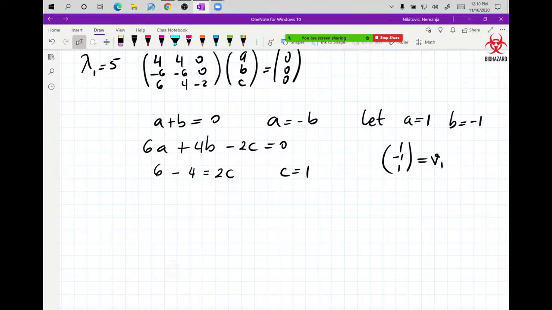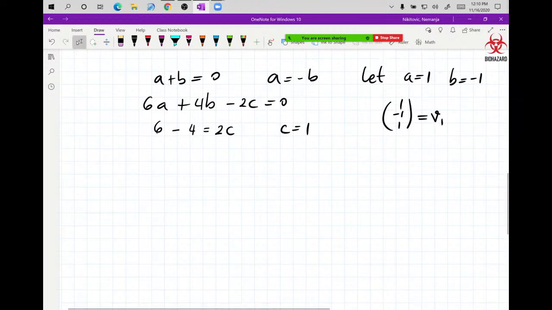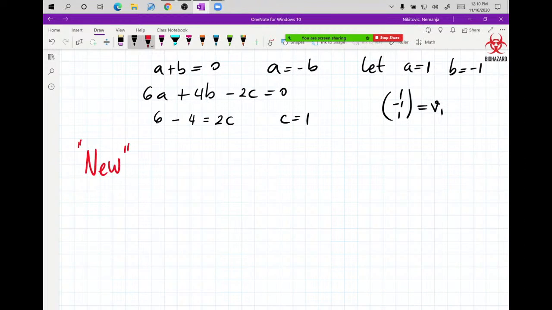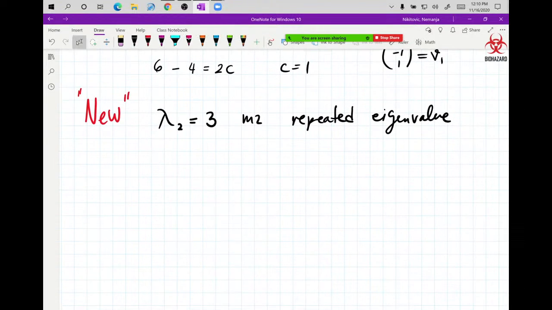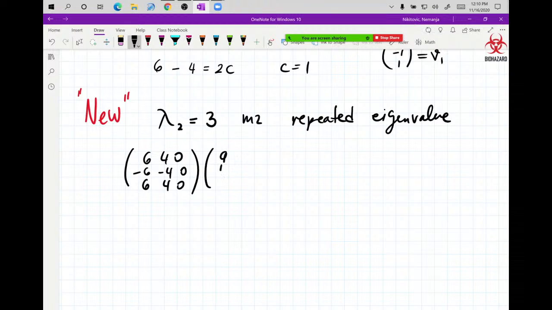Now, what we are learning today, and I'll label this as new, is what happens when your lambda 2 is equal to 3 with multiplicity 2, which means a repeated eigenvalue. For a repeated eigenvalue, we do the same system again. When I plug everything into the matrix, I get 6, 4, 0, negative 6, negative 4, 0, and 6, 4, 0, times a, b, c equal to 0. Now I am going to say that this is the easy case.